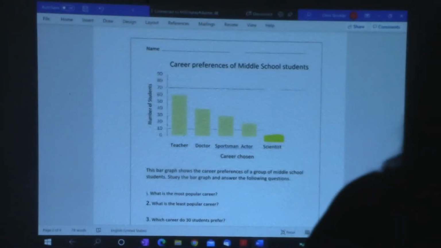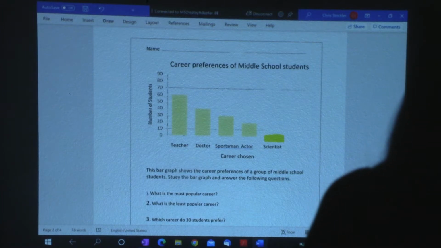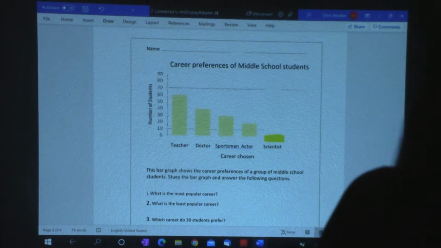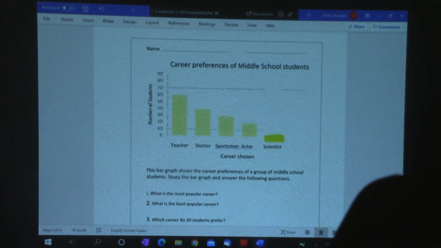Okay, so let's get started. Please have your worksheets out. This lesson is about different types of graphs. So we're going to look at bar graphs, line graphs, and pie graphs. So the first worksheet that you should have is called Career Preferences of Middle School Students.